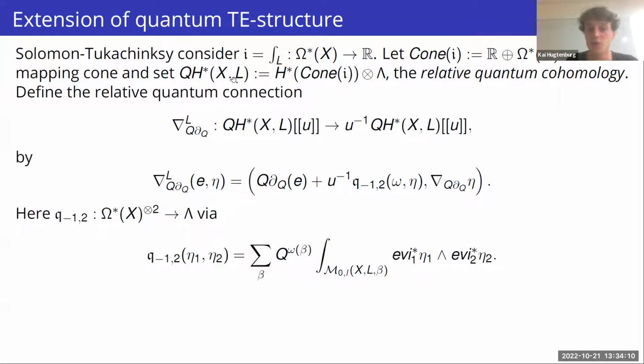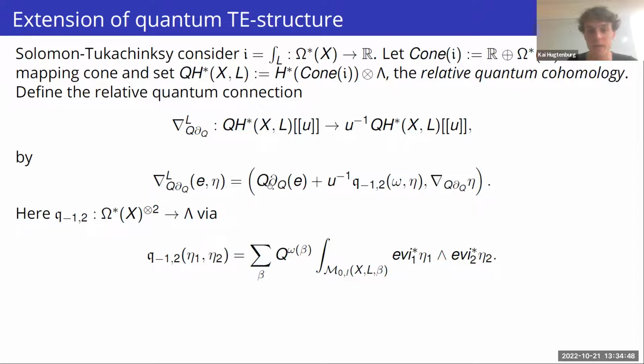And then they equip this with a connection. First of all, I will only talk about the connection in the Q direction here, because that will be most interesting for the application I have, which is for Calabi-Yau, for the quintic threefold. And the U connection is trivial, so I only consider the connection in the direction of Novikov parameter. So how is this defined? Well, an element in this cone complex is given by a scalar E and a differential form eta on X. And on the differential form part, we just apply the connection that we already knew from before.